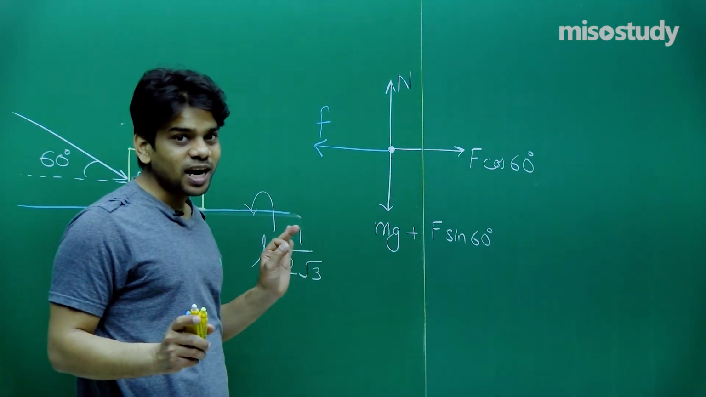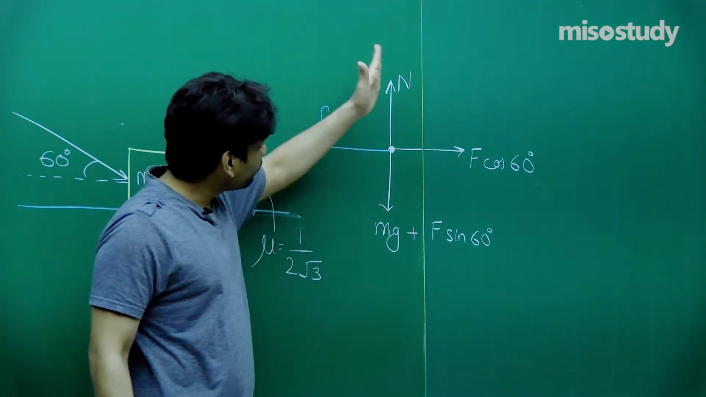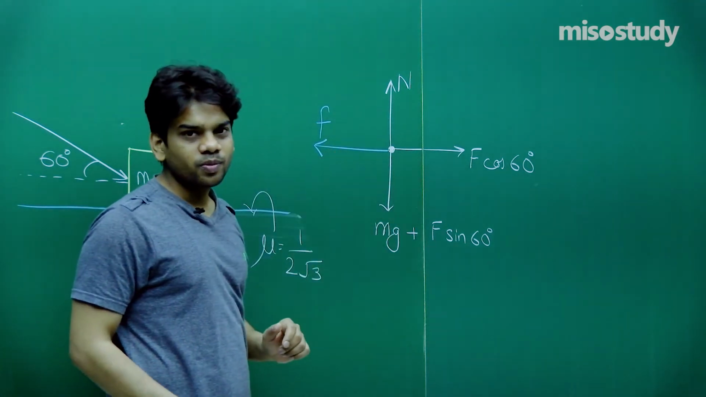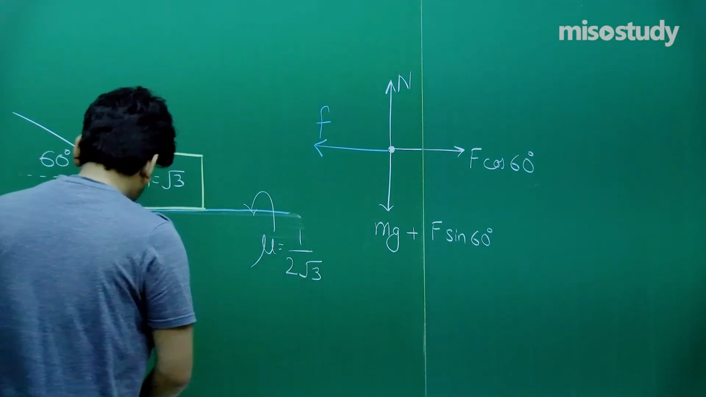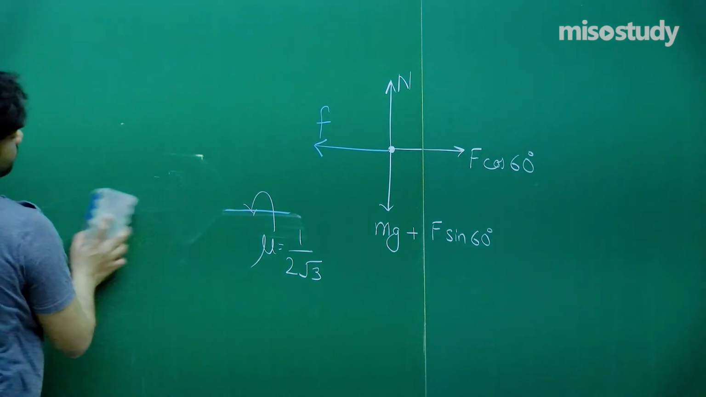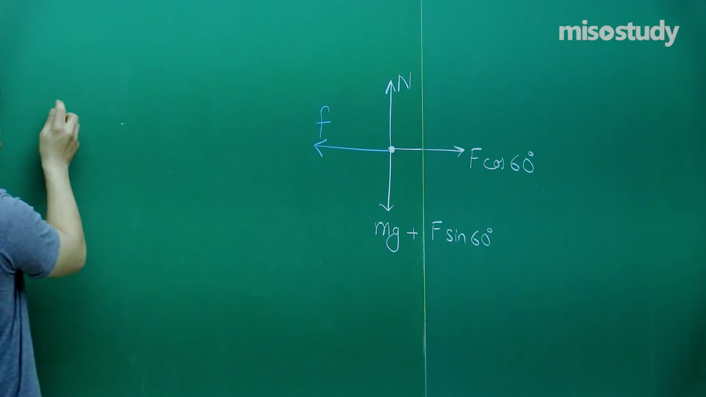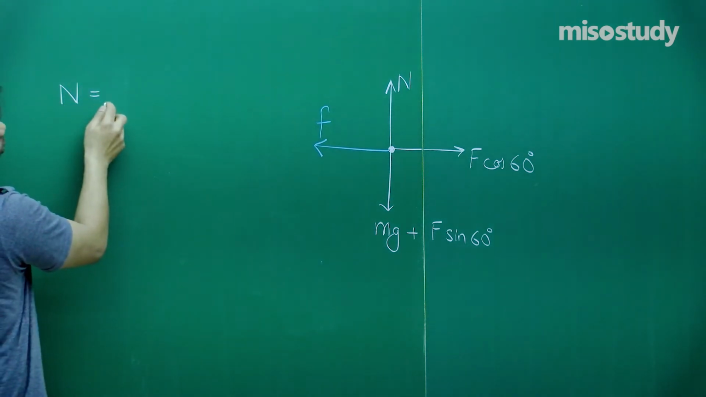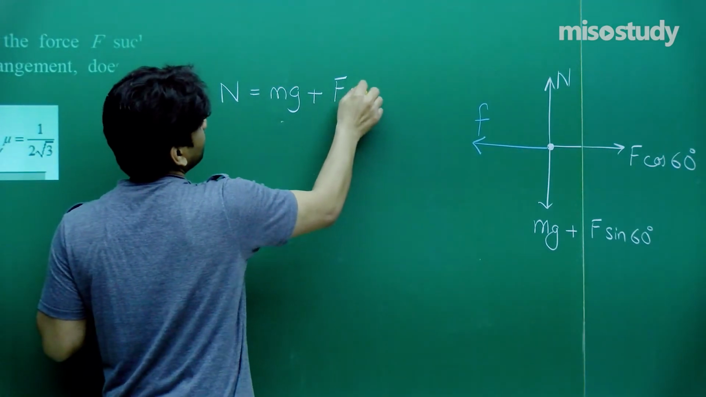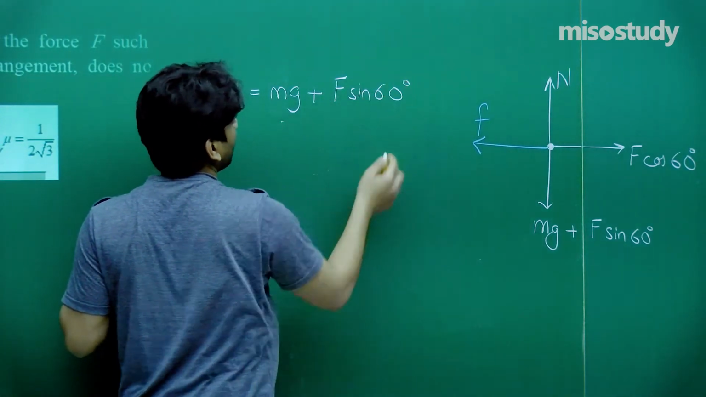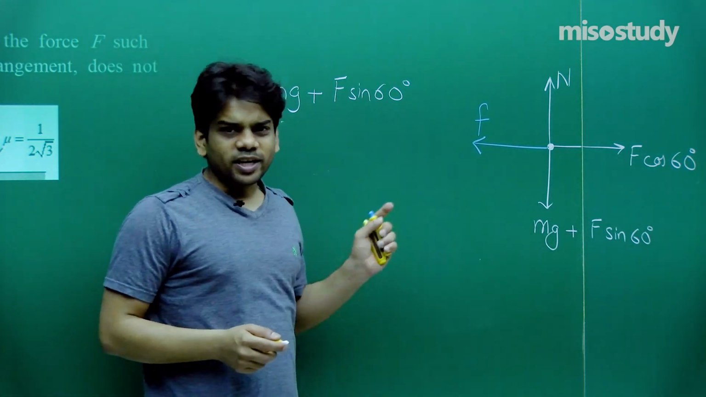That means we can equate the forces acting along the horizontal to be 0 and the forces along the vertical also to be 0. First, if I write the equation along the vertical, how will it look? We can easily show that N will be equal to mg plus F sin 60 degree. That is the first thing we obtained, for the forces along the vertical direction.